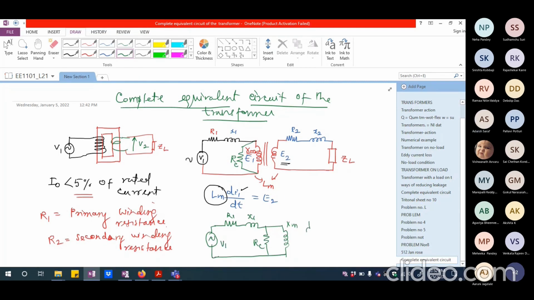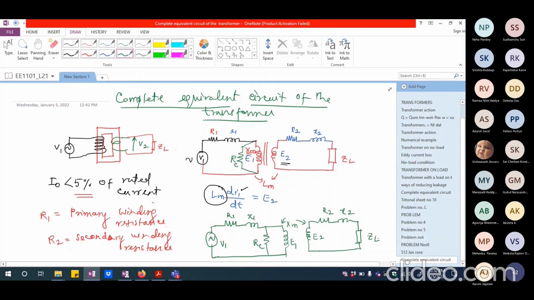Okay. And on the other side, I should show the secondary winding. This Xm is between these two. And I'm going to show this as E2. Voltage induced is E2, whereas voltage induced here is E1. And I'm going to have R2, and I'm going to have X2, and of course the load impedance, which is ZL. So this is essentially representing the complete equivalent circuit of the transformer.